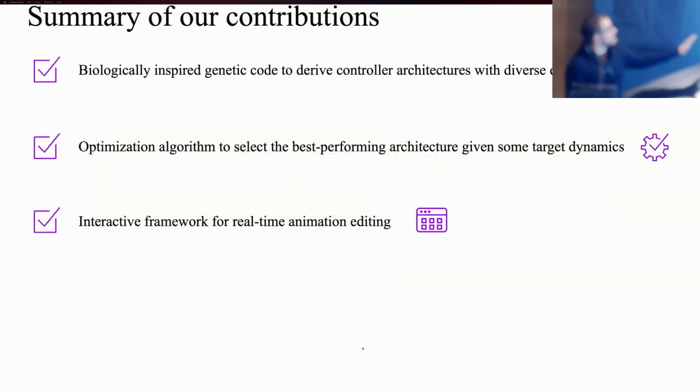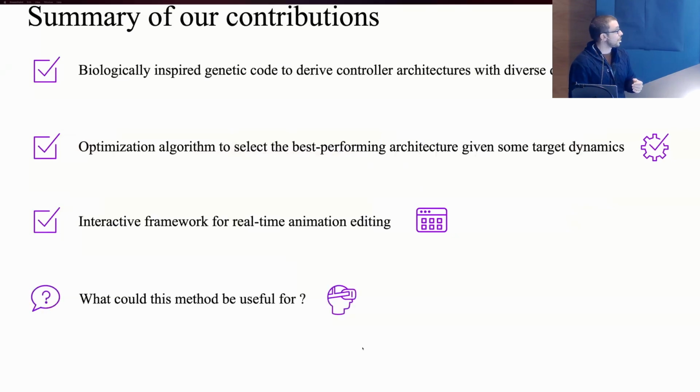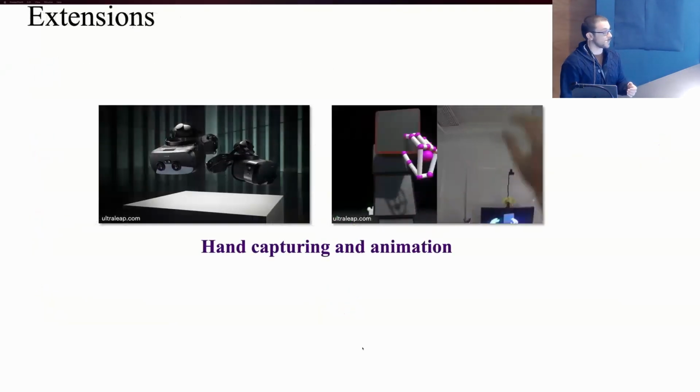So as a summary, we have provided this biologically inspired controller and a generative grammar that provides different architectures. We have provided an optimization algorithm that runs through the controller space and selects the best performing one given our task. And as a last thing, we provided this interactive framework for real-time editing of the motion. So I will conclude the talk with a question about what we could use the method for. And my idea, and I'm really happy to discuss this if anybody has something to say, is virtual reality.